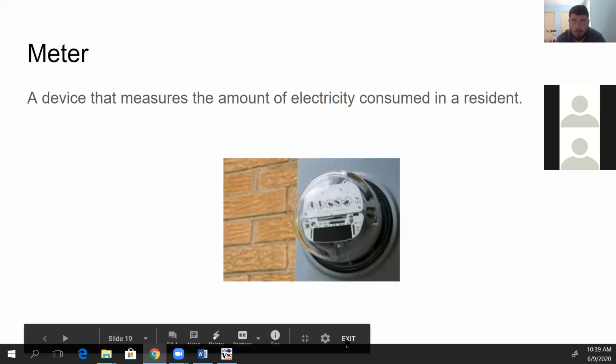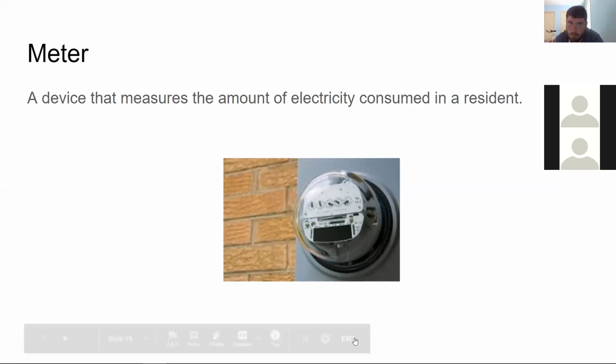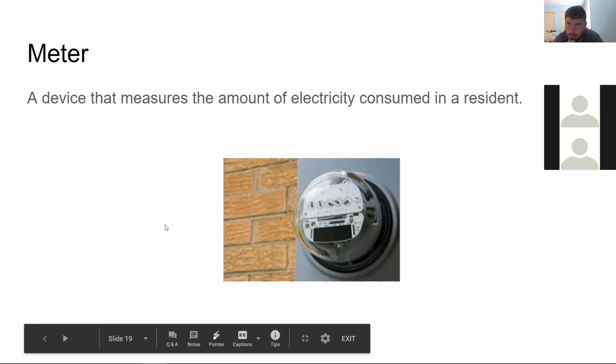What's the purpose of running power off the line and then feeding it back onto the same line? In the picture that you had previously? Yes, sir.